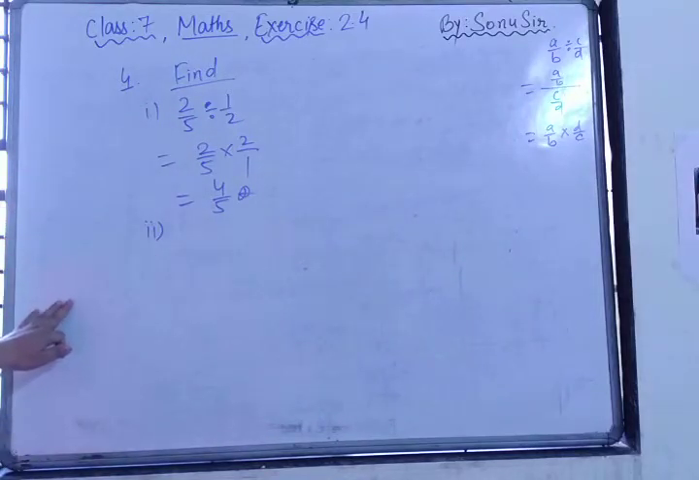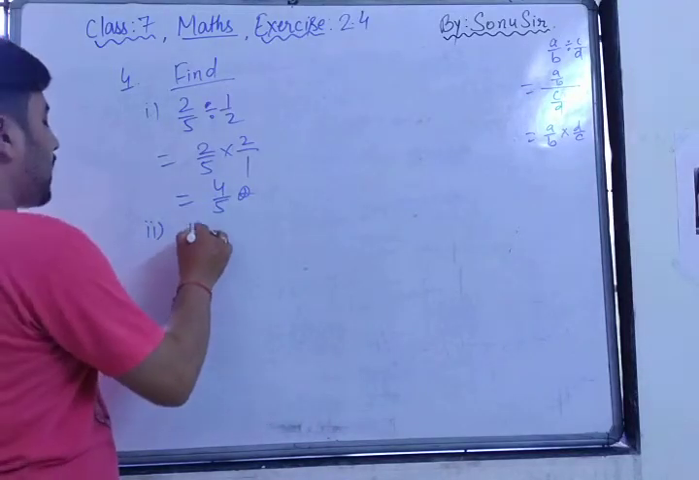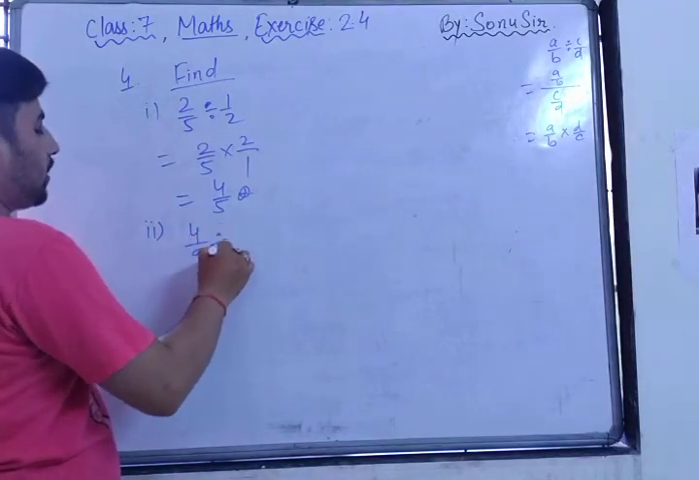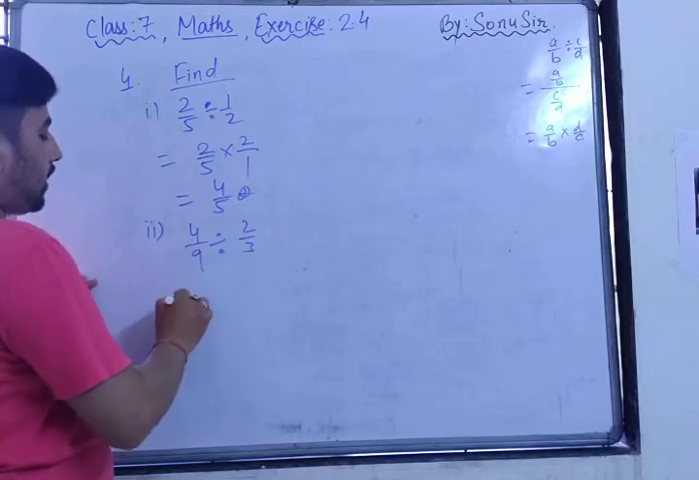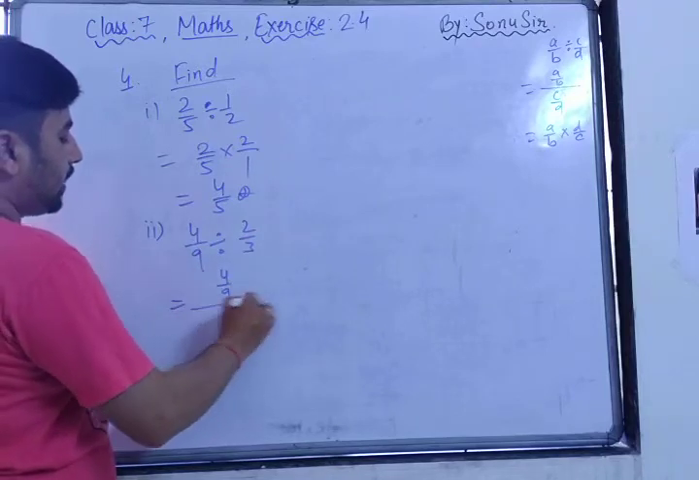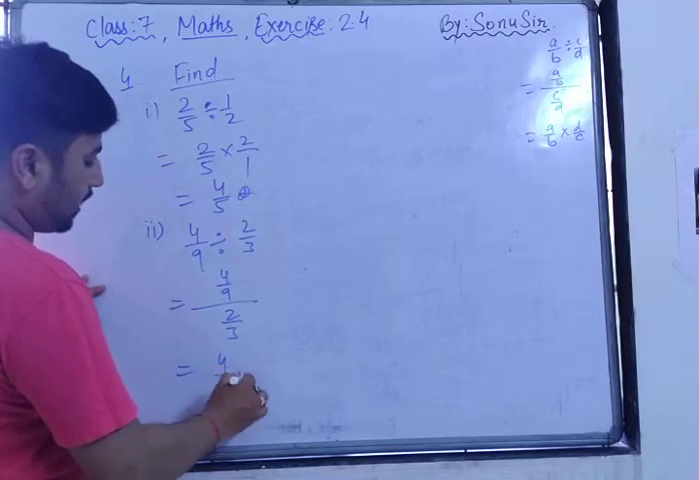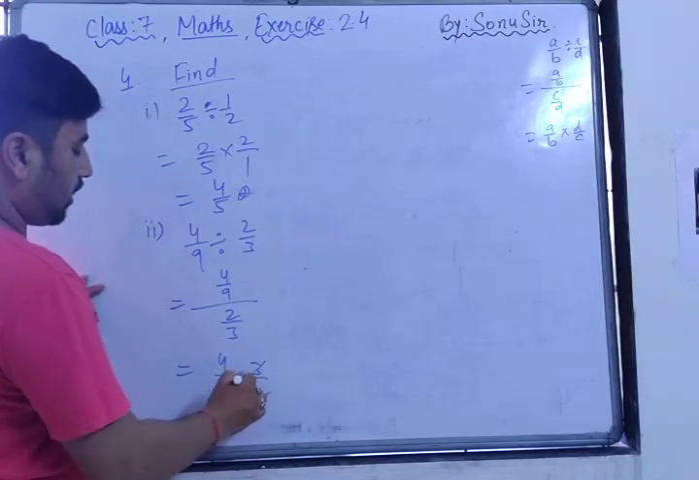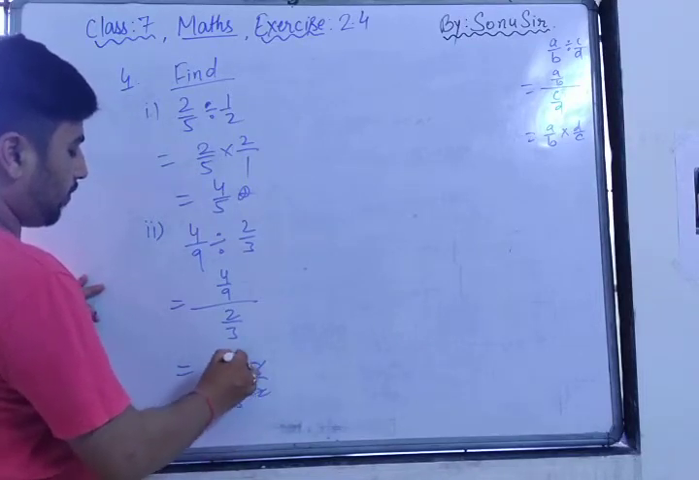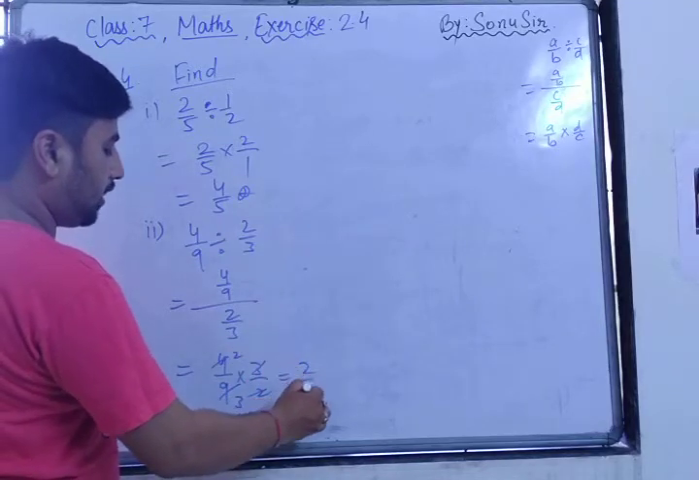4 by 9 divided by 2 by 3. What we will do, can you tell me? 4 by 9 divided by 2 by 3 is equal to 4 by 9 into 3 by 2. 3 3s are 9, 2 2s are 4, is equal to 2 by 3.